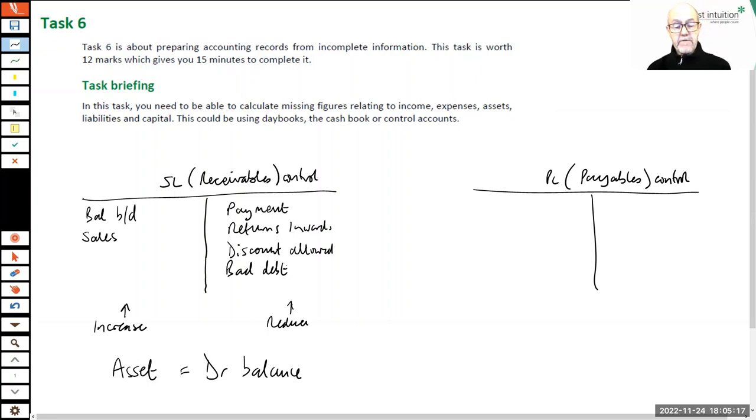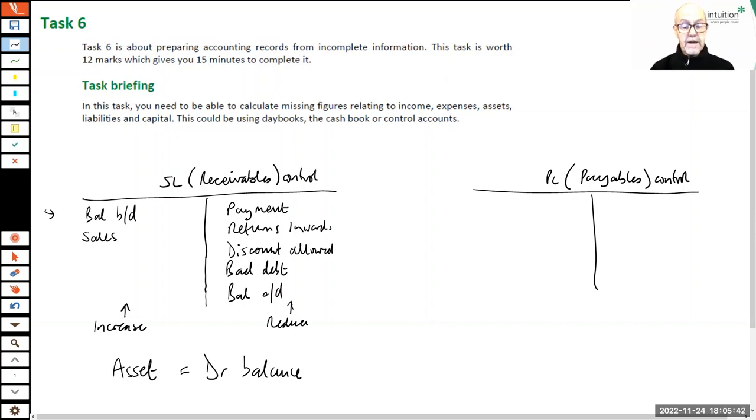So that's how the receivables control works. Final figure in the mix is, of course, we start at the start of the month, there's an amount owing. There will be an amount owing at the end of the month. And so between those two sides, one side will be greater than the other.